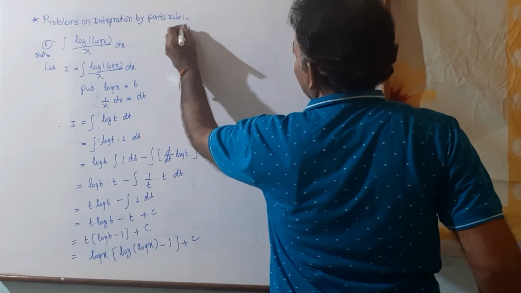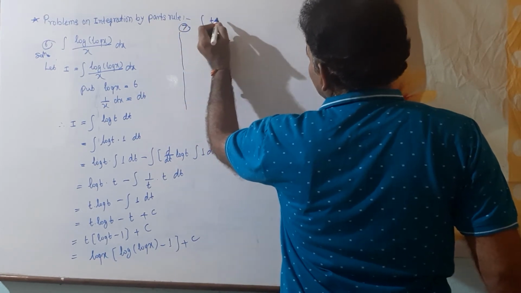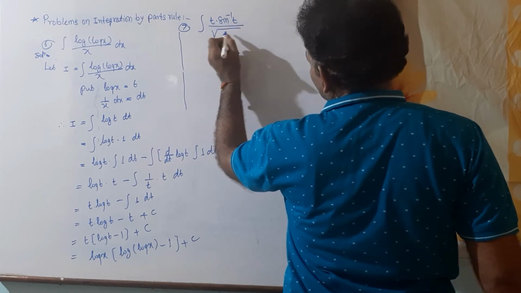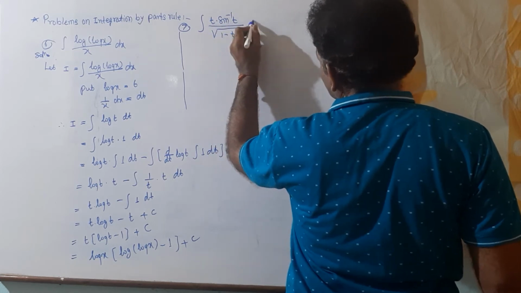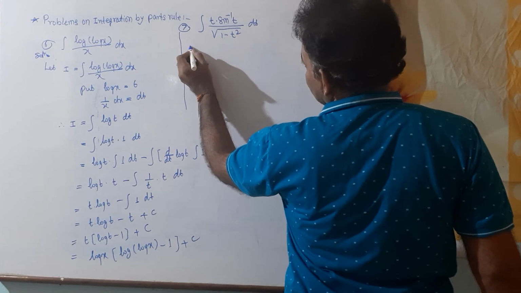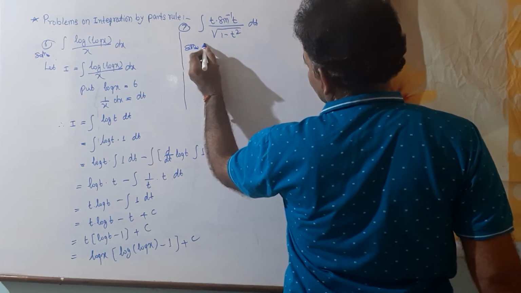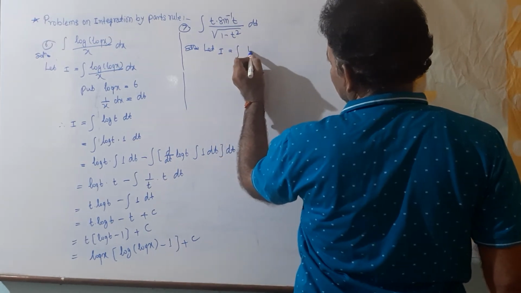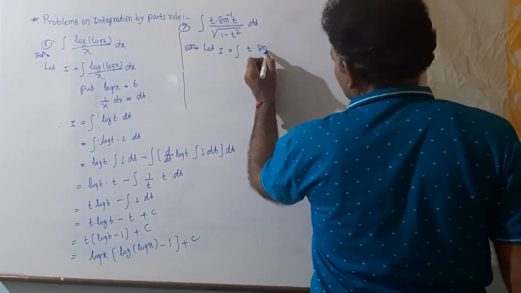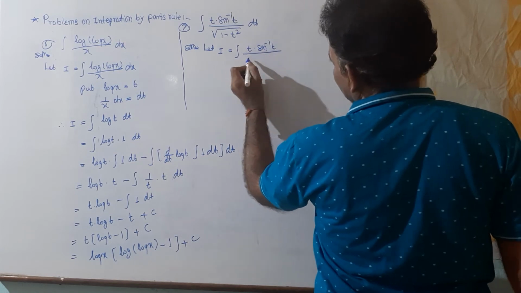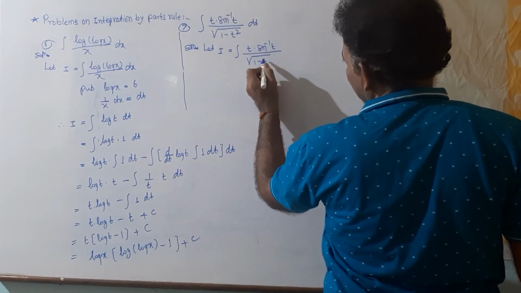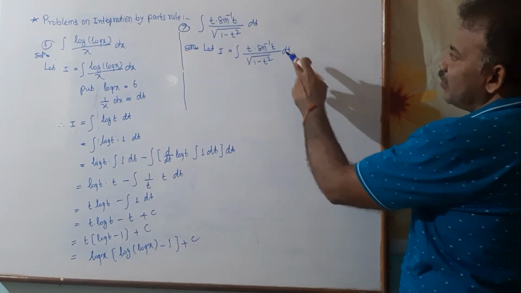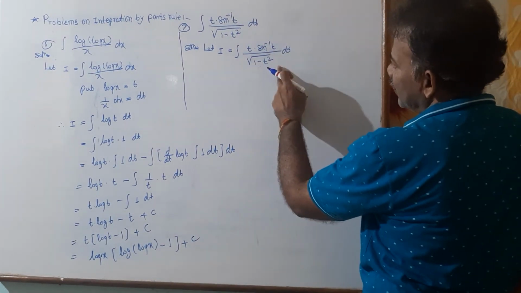Next number, evaluate the integral of t into sin inverse t divided by the square root of 1 minus t square dt. So let I equal the given problem, the integral of t into sin inverse t divided by the square root of 1 minus t square dt.